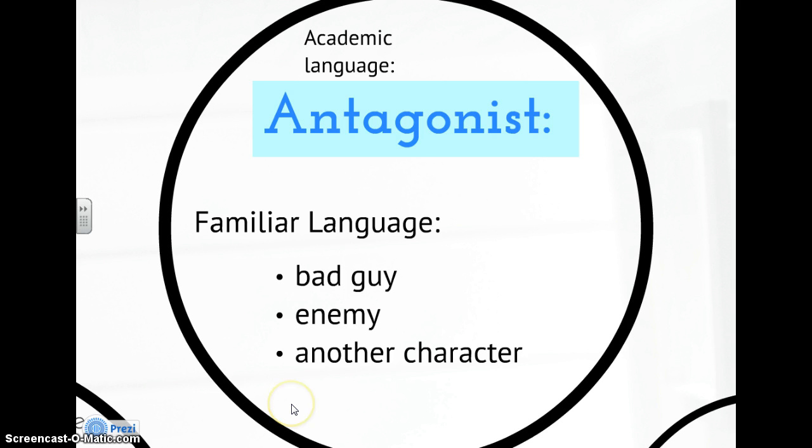The next academic language I would like you to find the synonym for is antagonist: the bad guy, the enemy, or the guy that you just simply do not like. Some of you may be writing about the antagonist of your story in your paper. On your handout, please put down a synonym using familiar language for antagonist. So you might call him the bad guy, the enemy, or another character. Or again, you might just use that antagonist's name. But in your paper, I want you to be using antagonist instead.